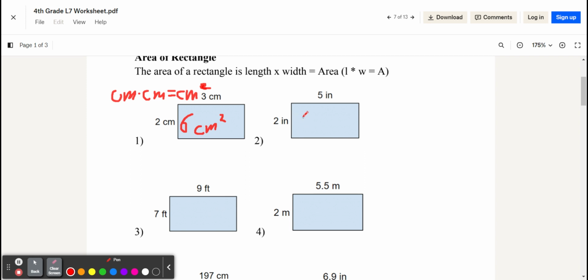Problem number 2, we have a very similar type of problem. 2 inches times 5 inches. 2 times 5 is 10. And then we have inches squared.